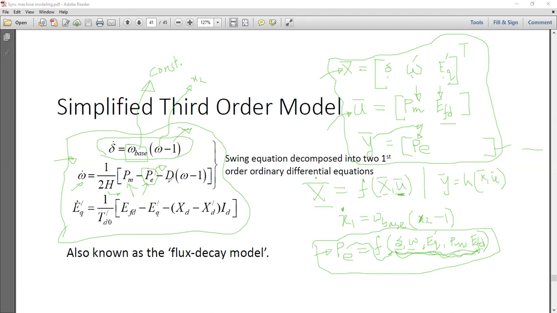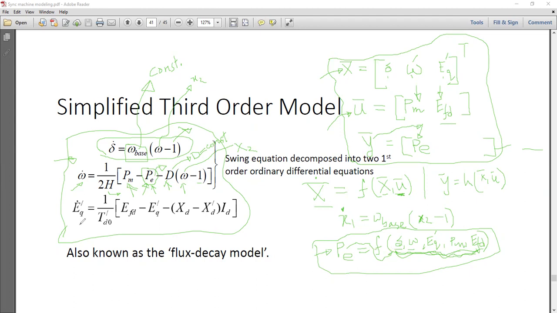Now let's continue. What is D? D is the damping coefficient. So it is a constant. So we don't have to bother about this. This should be available. What about omega minus 1? Again, omega is your X2. So we don't have to bother about omega 1. It is a constant. So the only thing that we need to deal with further is PE. Remember, PE needs some further attention.